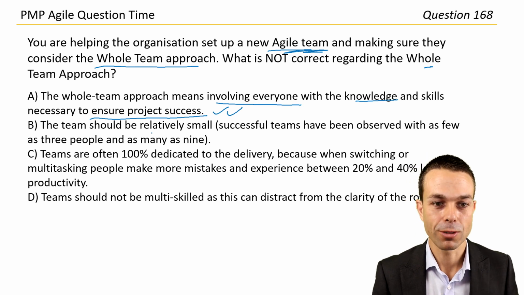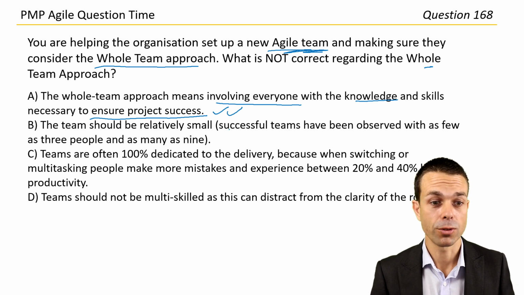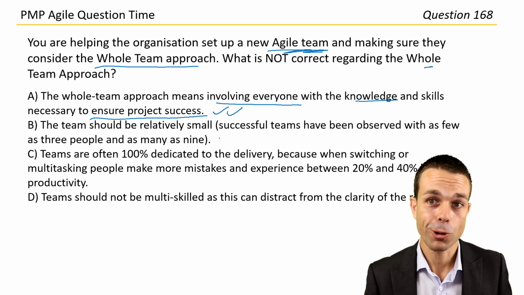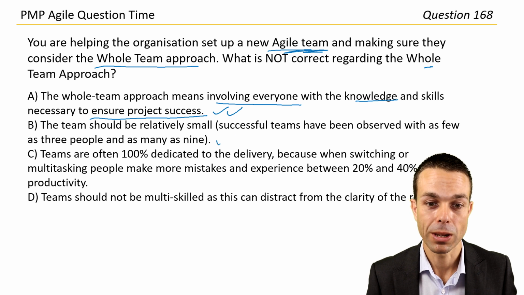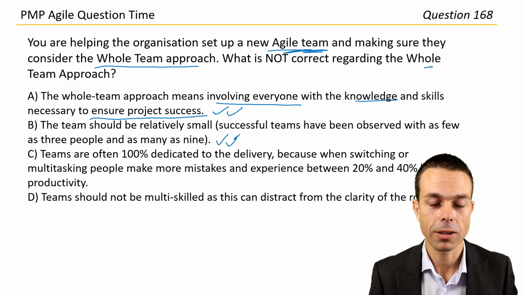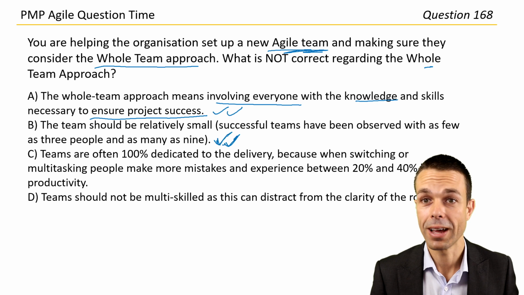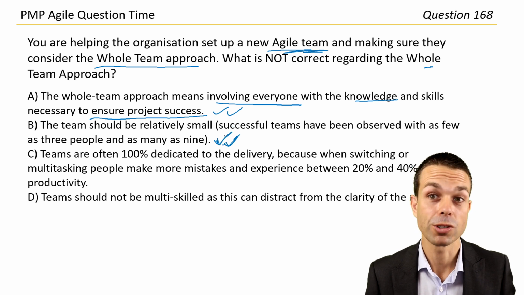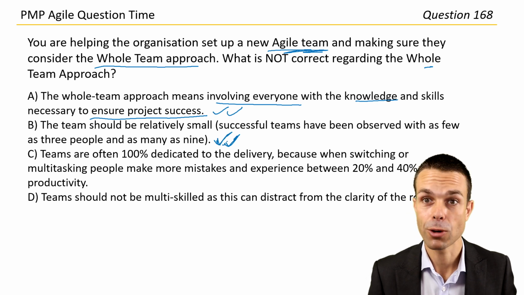The team should be relatively small as the whole team. Successful teams have been observed with as few as 3 people and as many as 9. That's a correct statement, but not necessary. Okay, so for the whole team approach, within our Agile team, yes, we're looking for what's not correct, I guess. So that can be correct as well.